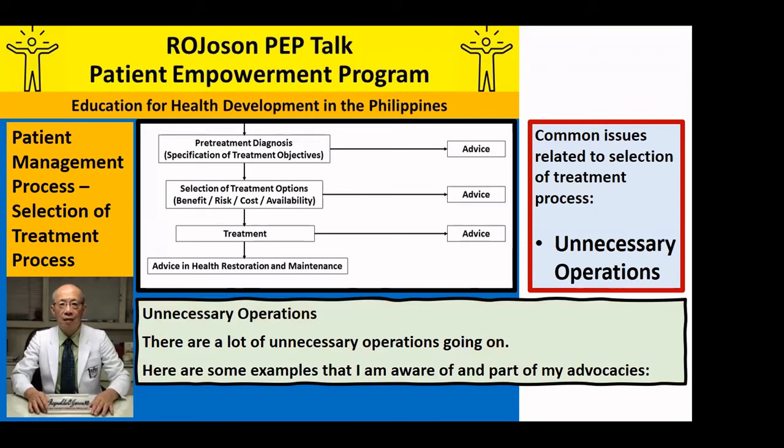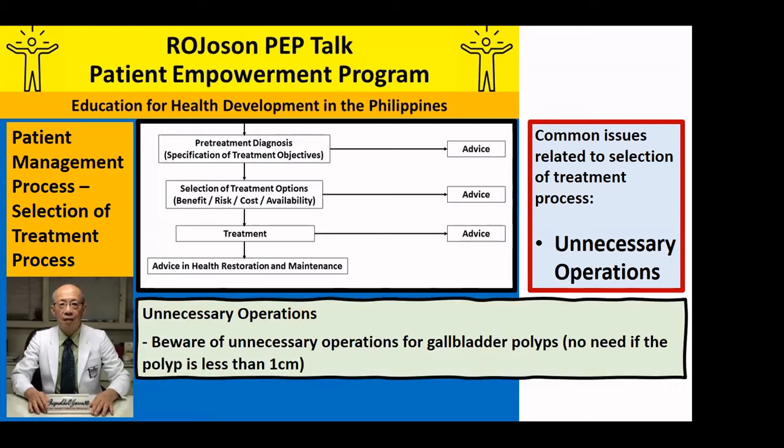Unnecessary operations. There are a lot of unnecessary operations going on. Here are some examples that I'm aware of, and these are part of my advocacies. Beware of unnecessary operations for gallbladder polyps. There's no need if the polyp is less than 1 centimeter in size on ultrasound.